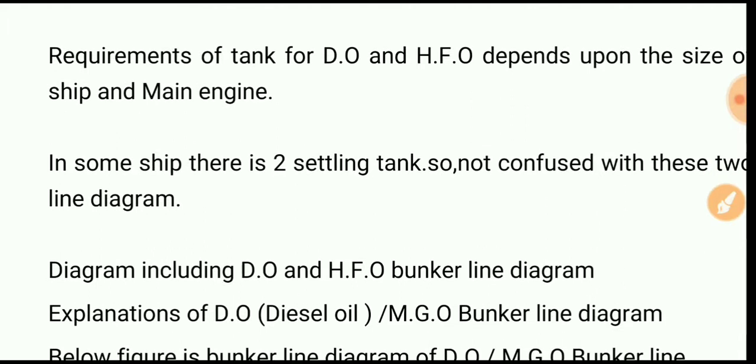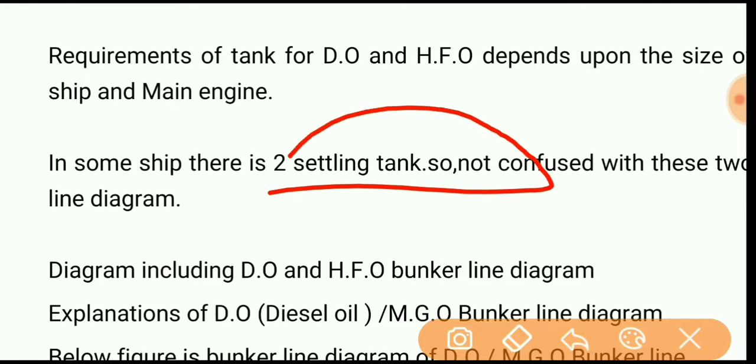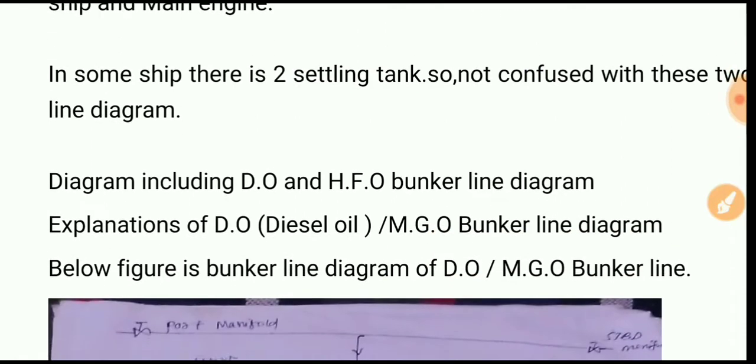Here I will show two line diagrams of DO, one for a very old ship and one for the latest ship. You can see in the old ship there are two settling tanks and now only one settling tank. It depends upon the ship, so do not be confused. In some ships there are two settling tanks and maybe one in another ship. Now let us start.